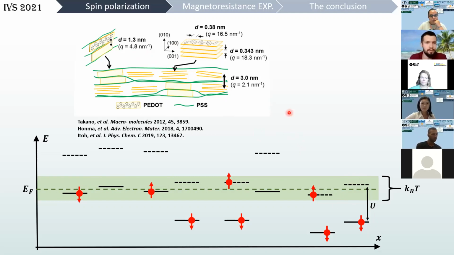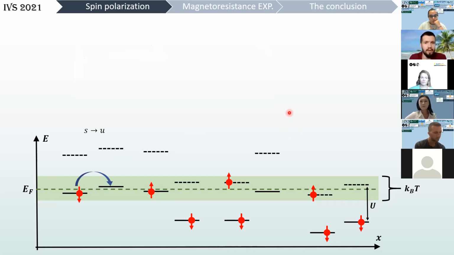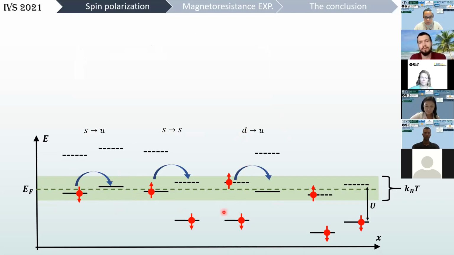Now let's continue. I want to show you the 4 possible scenarios of hopping in this physical system. The first one is from singly occupied to unoccupied energy level. The next one is between 2 singly occupied energy levels. The next is between doubly occupied and unoccupied. And the last is between doubly and singly occupied energy level.